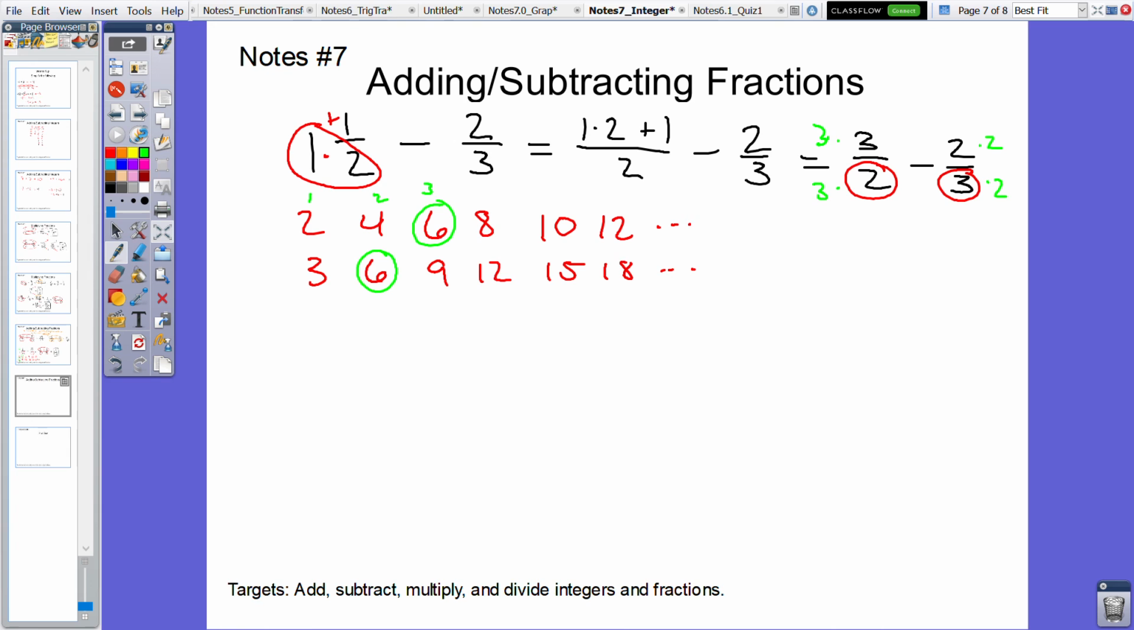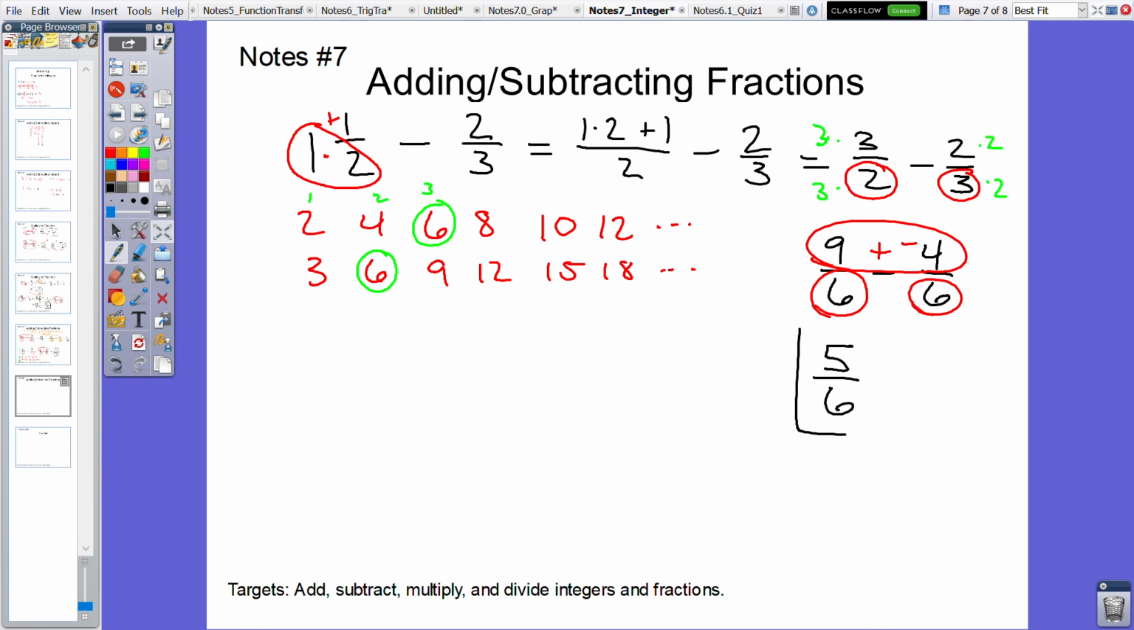That's going to leave me with a fraction that looks like this. So 3 times 3 is 9, 3 times 2 is 6, minus 2 times 2 is 4, 3 times 2 is 6. All right, now they have the same denominator. I can combine them. So there's my 6's. I can just go ahead and do 9 minus 4, or 9 plus negative 4 if we want to do keep, change, change. Either way, you end up with 5/6 as your answer to the problem here.